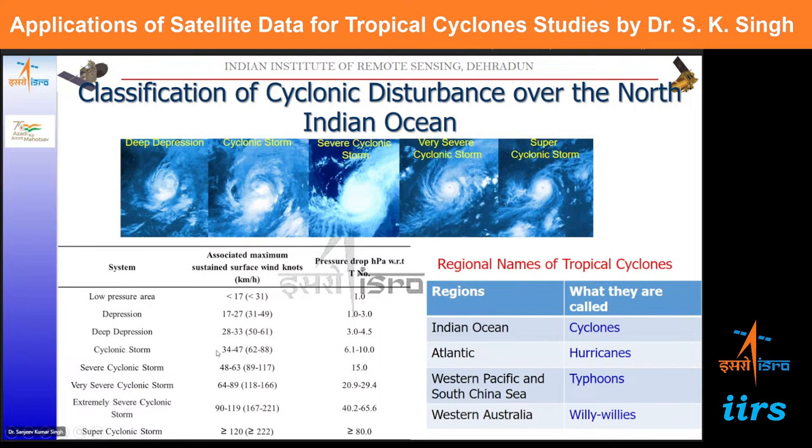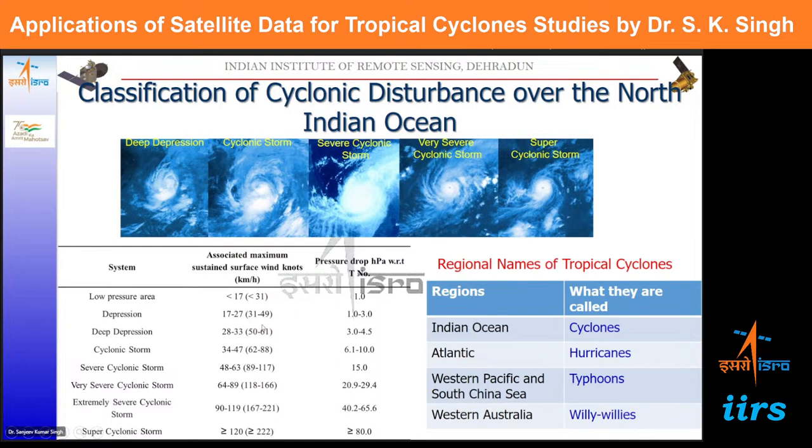Then further, if the wind speed increases up to 34 to 47 knots, then we call it a tropical cyclone, and the pressure drop will be 6.1 to 10 hPa. Further, it is categorized as a severe cyclonic storm, very severe cyclonic storm, extremely severe cyclonic storm, and finally a super cyclonic storm, if the wind speed is greater than 120 knots, which means 222 kilometers per hour.